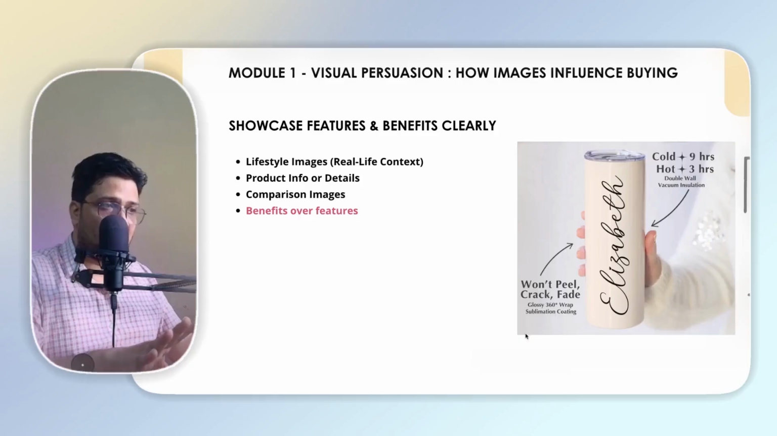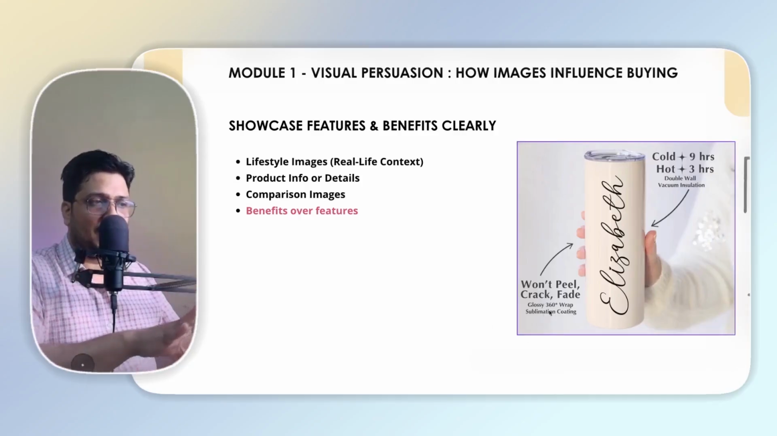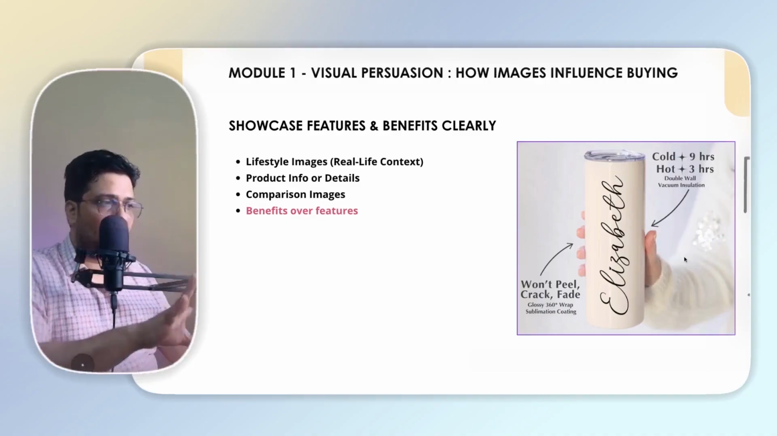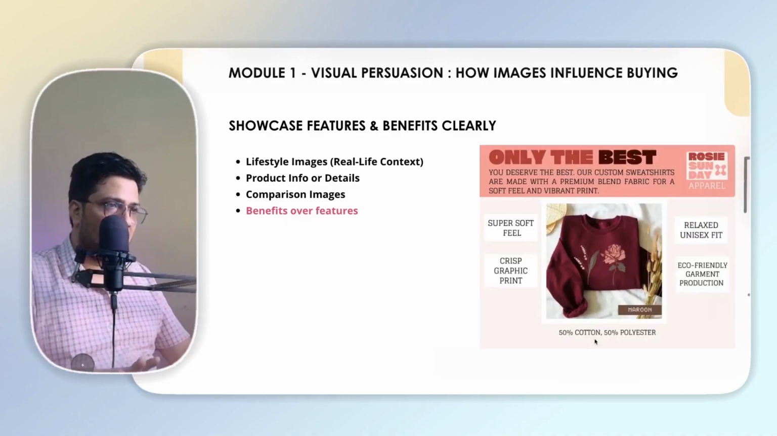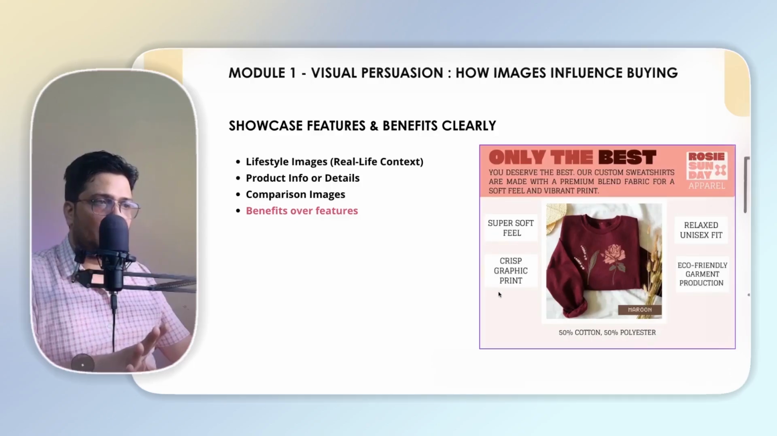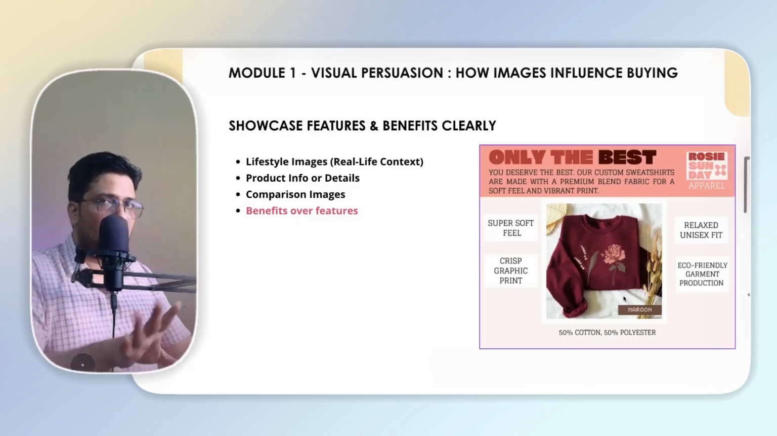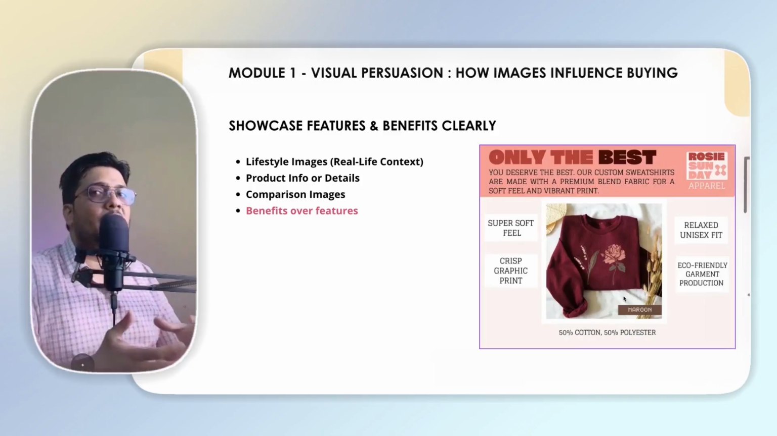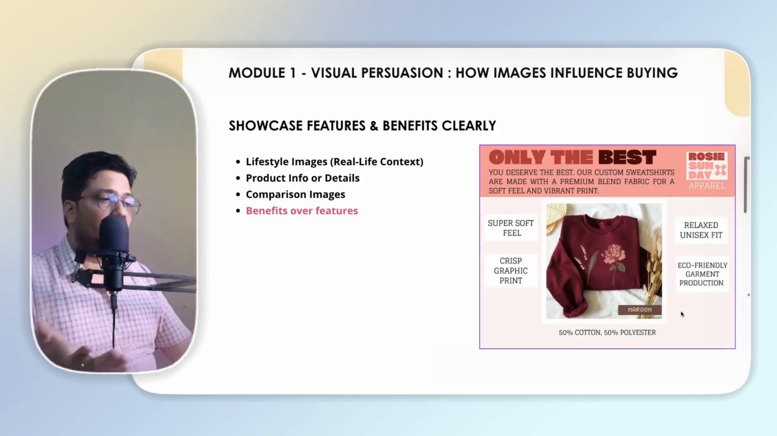Benefits over features. So, won't peel, crack, or fade. So exactly, pointing out what the benefits of this product are. This is another example of benefits over features. Super soft feel, crisp graphic print, 15% cotton, 15% polyester. So these are all different ways to communicate the features and benefits.